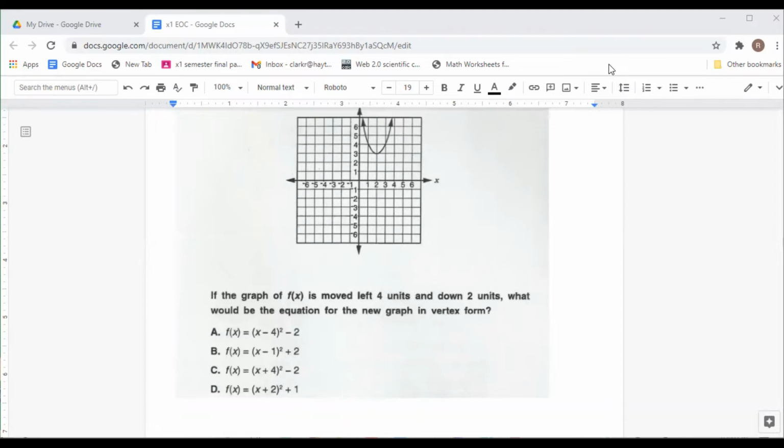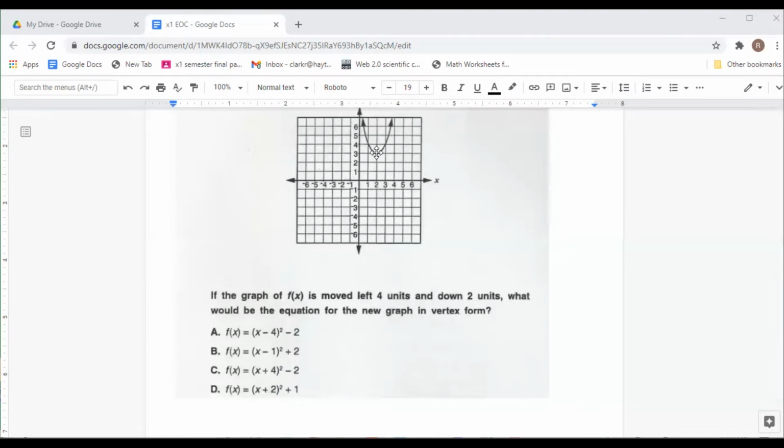Well, thank you, Cowboy. In the graph, f of x is moved to the left 4 units and down 2 units. What would be the equation in the new graph in vertex form? We have to put our problem in vertex form. Our vertex is right there. Our vertex is 2 out and 3 up. The x is 2, the y is 3. So in vertex form, that would be x minus 2 squared plus 3.